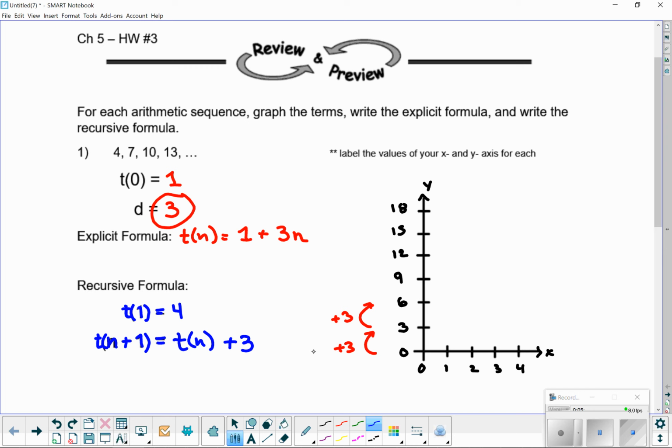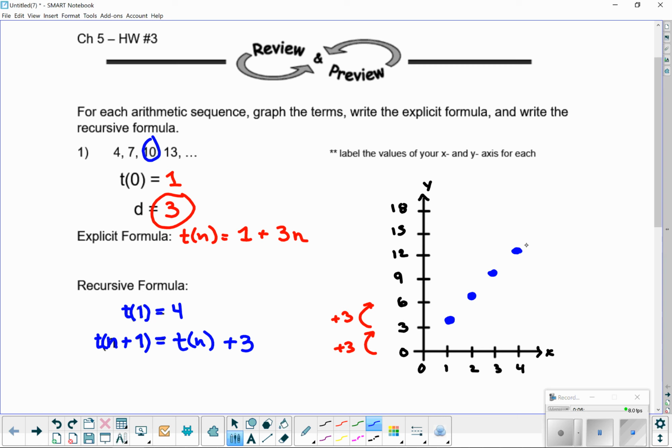So if I'm doing that, my first term is 4, which is a little bit after 3. My second term is 7, which is a little after 6. My third term is 10, which is a little bit after 9. In fact, they're all a little bit after the next number. So at term 4, it would be 13, which is a little bit after 12.